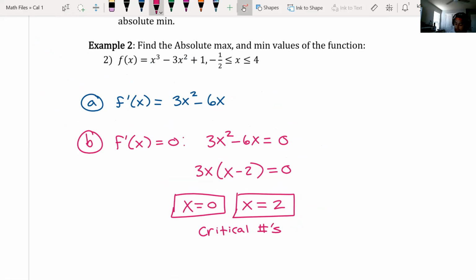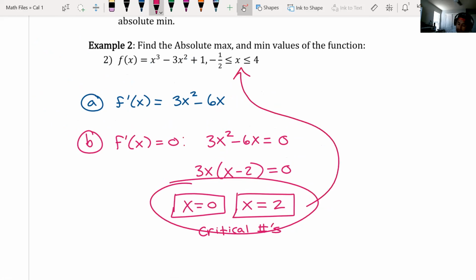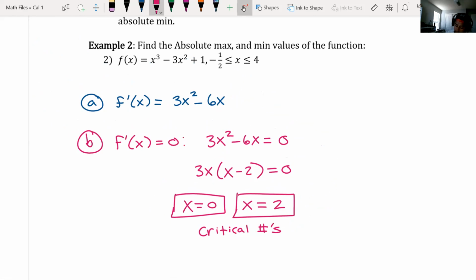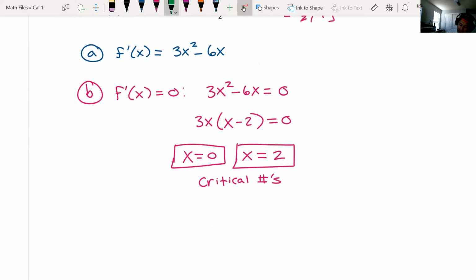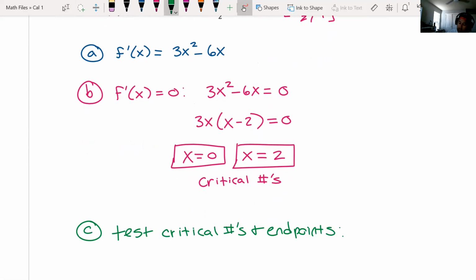But what we want to know is, do these critical numbers fit in this interval? Yes, this interval is from -1/2 to 4. So do 0 and 2 fit in there? Yes. Good. So step C, we are going to test our critical numbers and endpoints. And if the critical numbers did not fit in the interval, then you would just discard them. That's it.